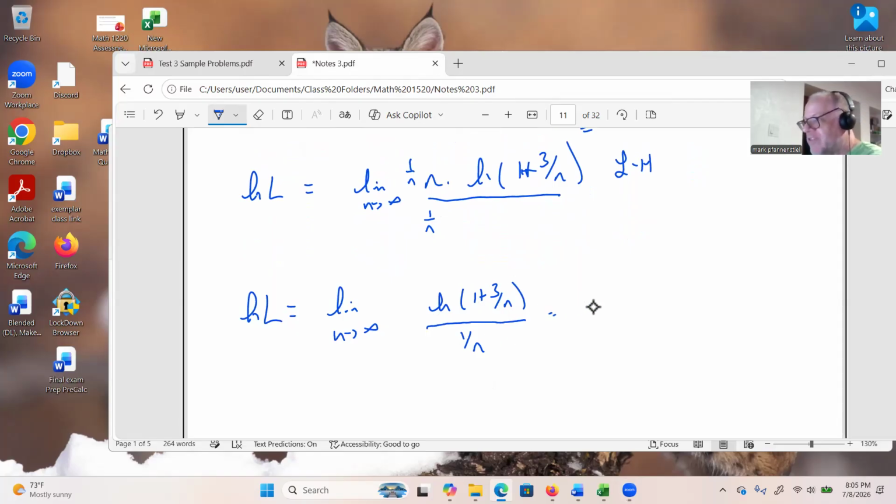We're going to go ahead and replace our n's with x's. So this is the natural log of 1 plus 3 over x, divided by 1 over x. And we're going to take our limit as x goes to infinity.